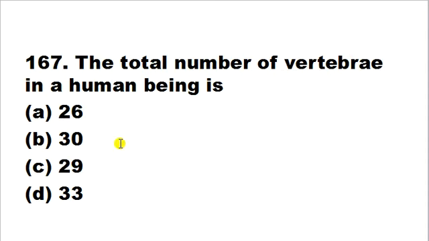The total number of vertebrae in a human being is 26, 30, 29, 33. So here the total number of vertebrae in a human being is 33. That means the correct answer is D. The total number of vertebrae in a human being is 33.